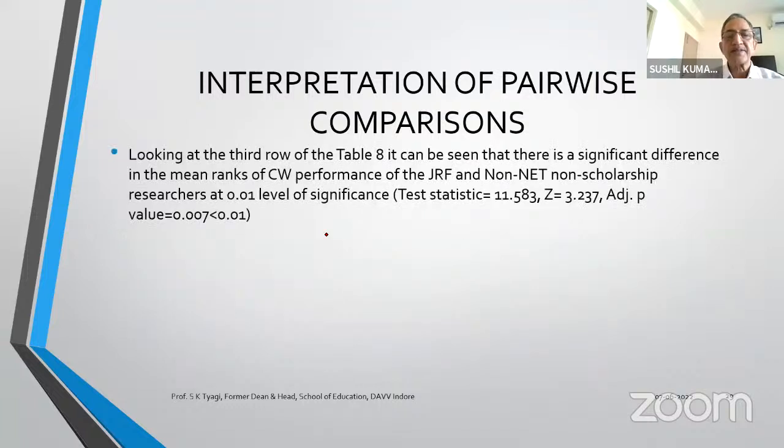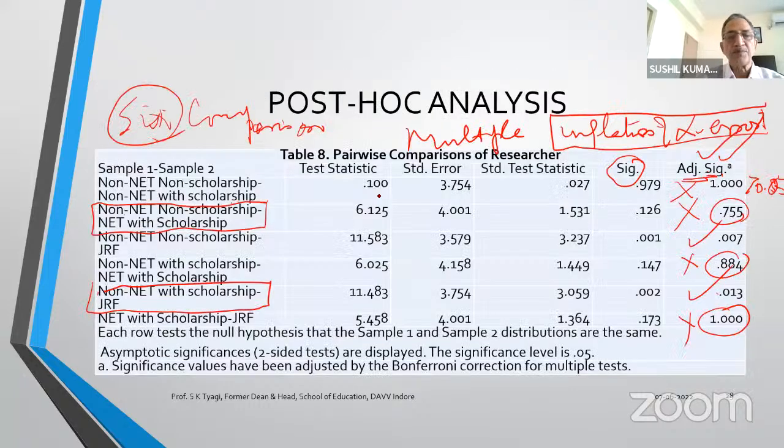Now looking at the third row of Table 8, it can be seen that there is a significant difference in the mean rank of coursework performance of the JRF and non-NET non-scholarship researchers at 0.01 level from this table. Third row, Table 8, this one, second one. No, the third one.